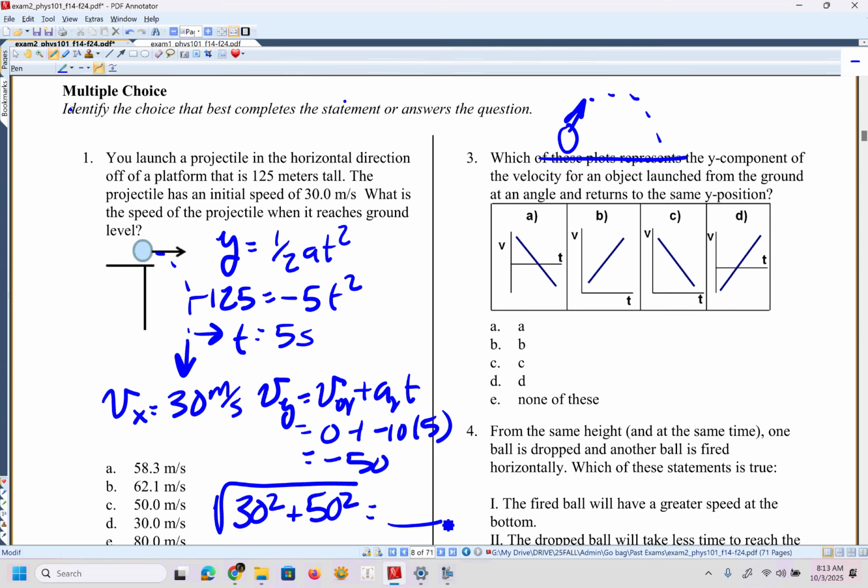Be careful on this with your calculator. I see a lot of students making mistakes like this, where they put in a negative 50 right here, and they don't use parentheses properly. If you're going to use that negative, you better put it inside the parentheses. But just don't use the negative at all, because you're squaring the number, and the negative just goes away.